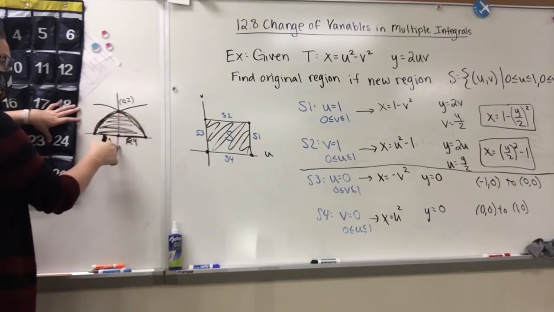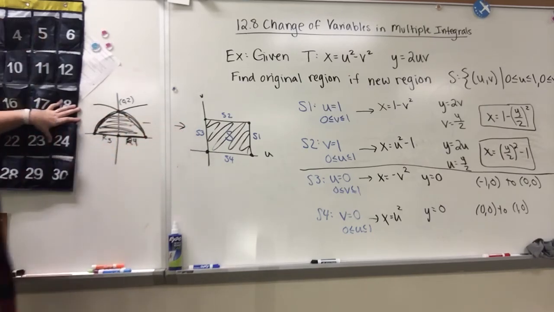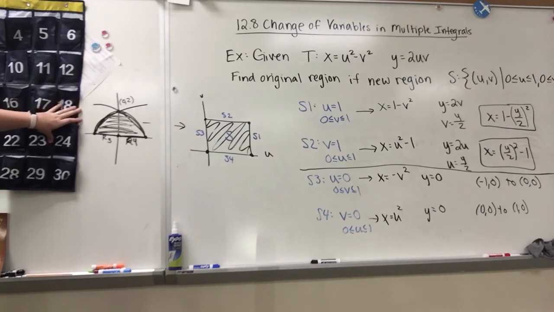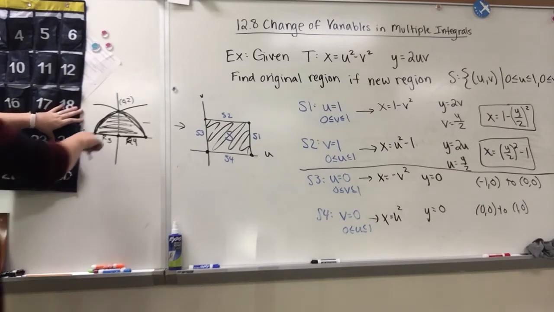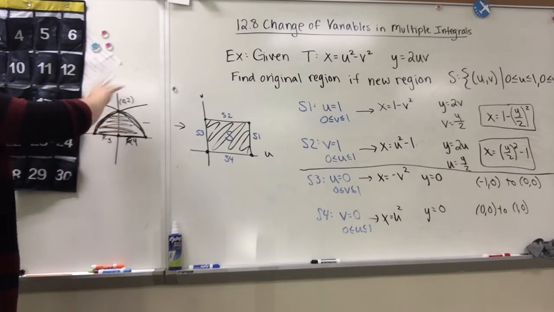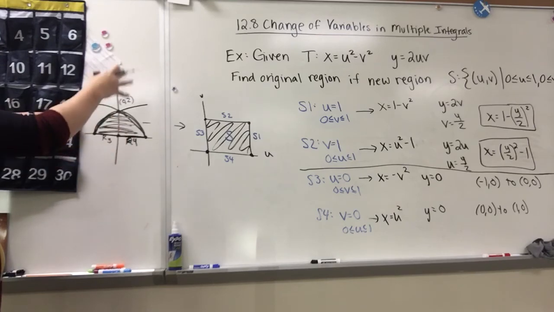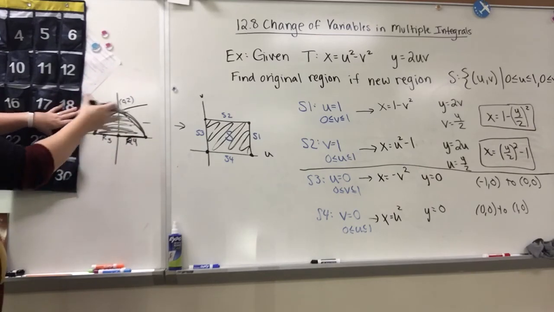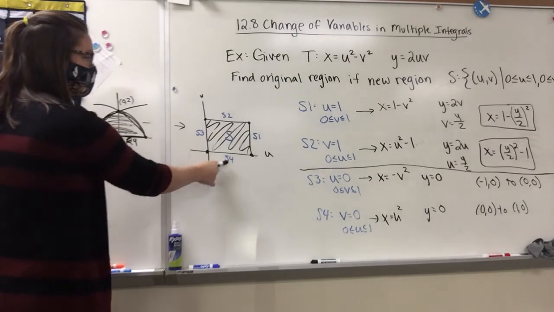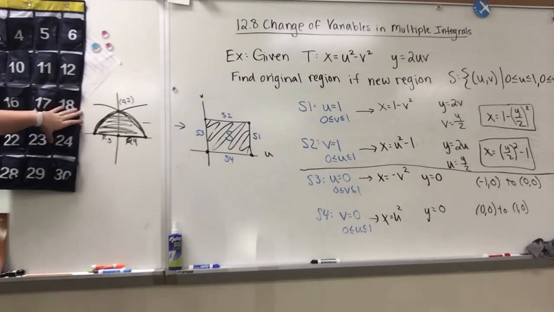So I can convert this parabolic shape into a square. It's an easier way for us to integrate it, let's put it that way. We're taking this piece here that is a squared, so if we're bounding it, we have to have v squared in there, and we're converting it into 0 to 1, 0 to 1, that's nice.